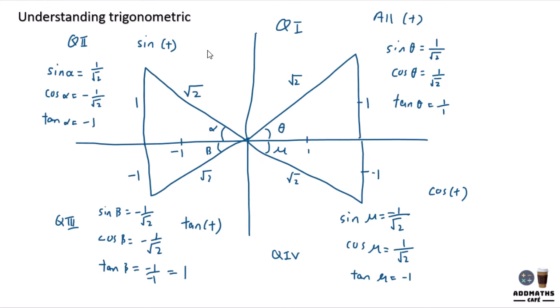So when we know all this trigonometry, we know that in quadrant 1, everything is positive. Quadrant 2, on its side, sine will be positive. Quadrant 3, tangent will be positive. And quadrant 4, cos will be positive.